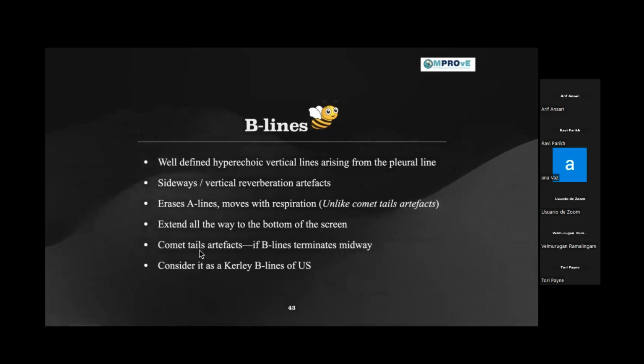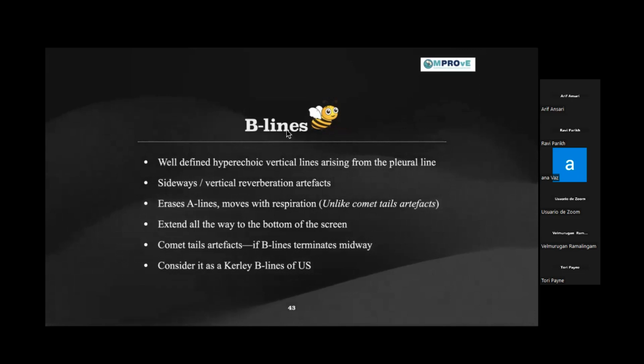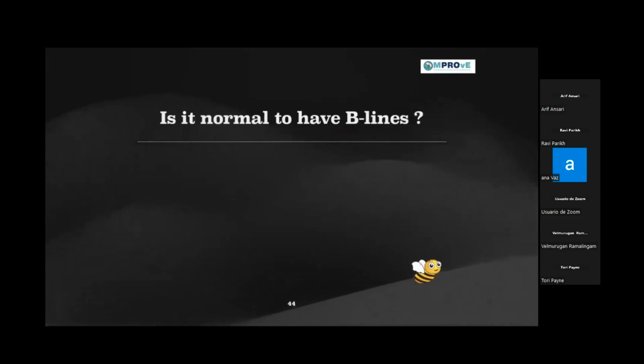I've already said that if B lines terminate midway, you call that comet-tail artifacts and not B lines. Consider the B lines as curly B lines of the lung ultrasound. That's where the B comes from. It has nothing to do with the other B. As we see curly B lines, which basically tells you there is a fluid-filled fissure on the chest X-ray. So again, fluid-filled alveolus on the lung ultrasound, we call them B lines. I hope all of this is making sense. You guys with me?